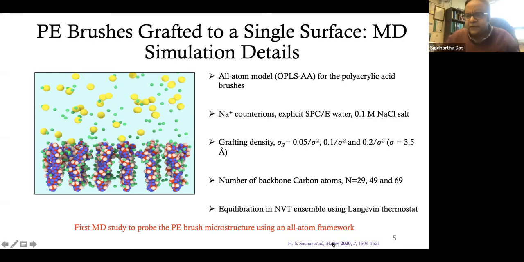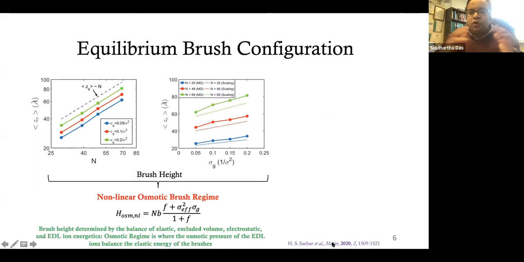So a very detailed structure is obtained. While we don't go into the details of the water and the ion distribution, we can quickly do a sanity check to see whether what we have got in terms of the brush profile and brush height makes sense. Based on the ion density numbers, the brush will be in a non-linear osmotic brush regime very quickly.